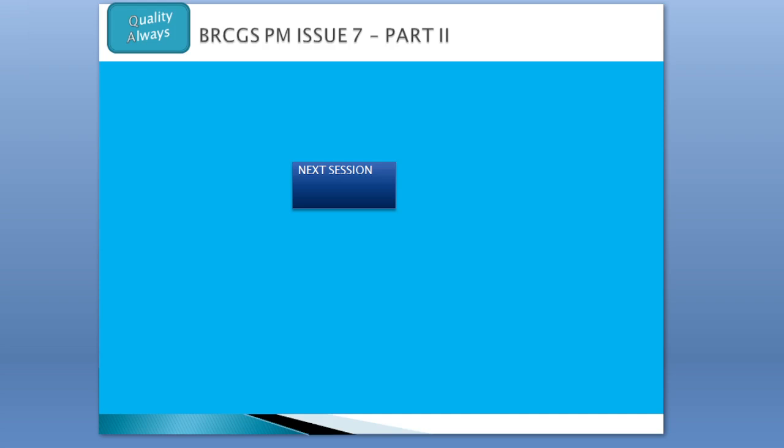Now in the next session we will cover the key requirements of this standard, and that will be the most important session, because all the requirements given in part two are auditable requirements. So if an organization wants the BRCGS certification, then they need to fulfill all the requirements given in part two. So let's meet in the next session.